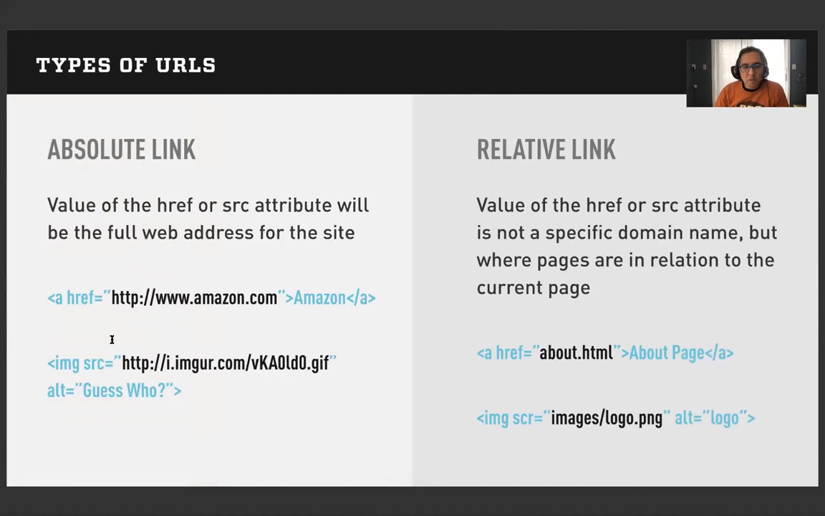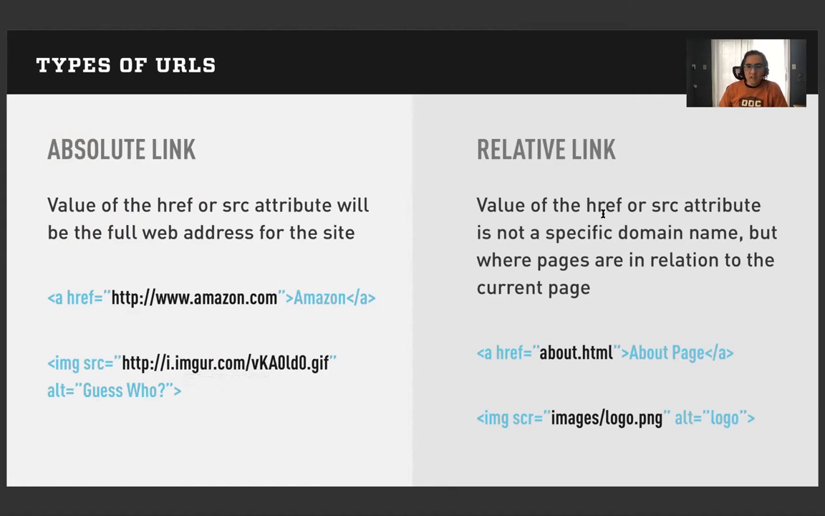Let's talk about URLs, short for Uniform Resource Locator. If you ever wanted to know what that actually meant, that's what it is. An absolute link: the full value of the href or src is the actual web address, including the HTTP part with the colon and the slashes. So for Amazon, this is the entire thing. This is an absolute link. Here's an absolute link for some image on Imgur.